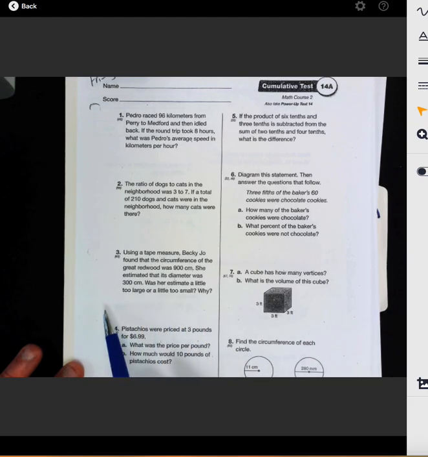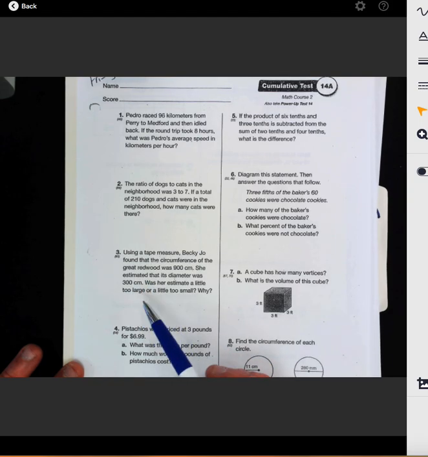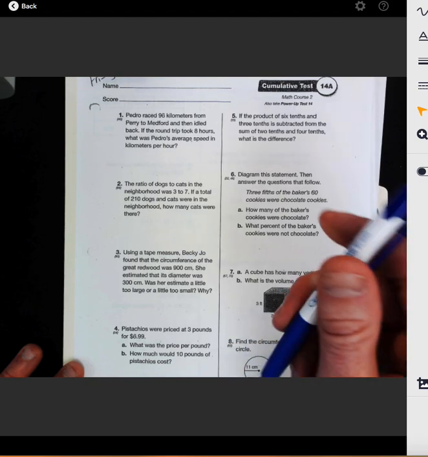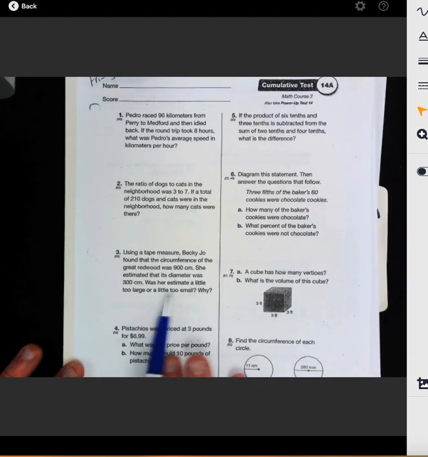Now I hope you can instantly in your head say 900 divided by 3 is 300. So if pi is 3.14, that means the actual answer is going to be a little less than 300, which means her estimate is a little too large.